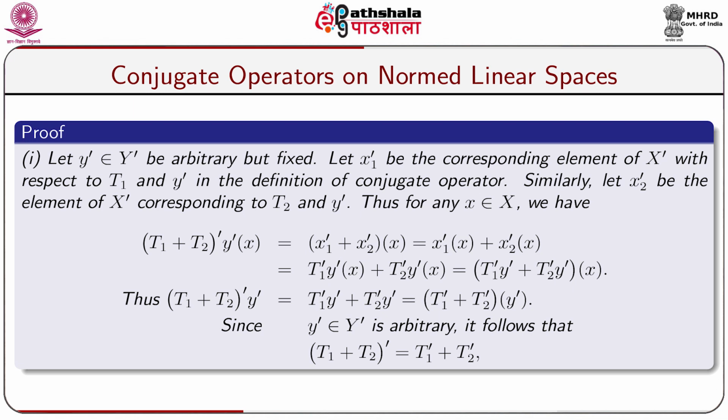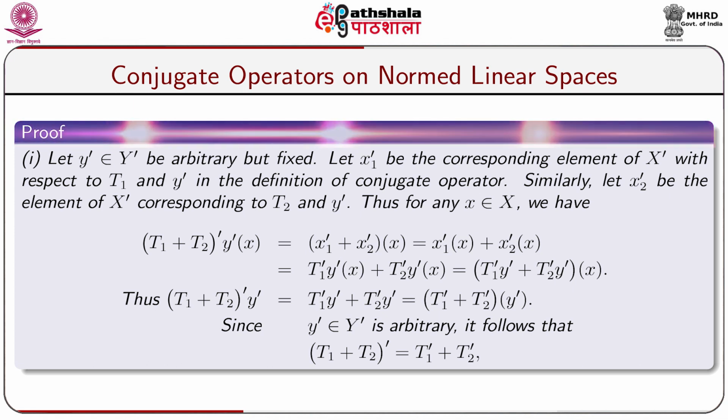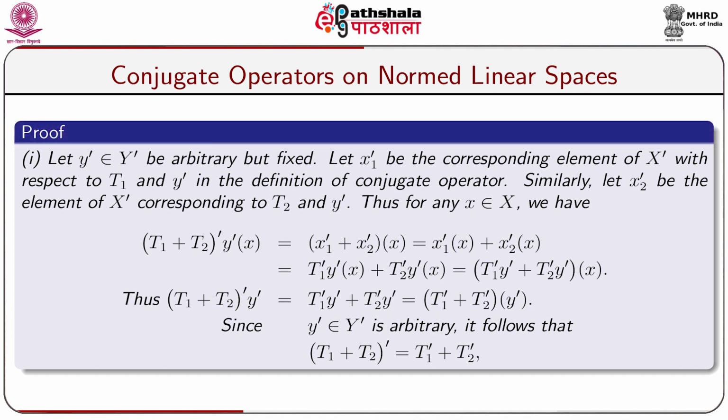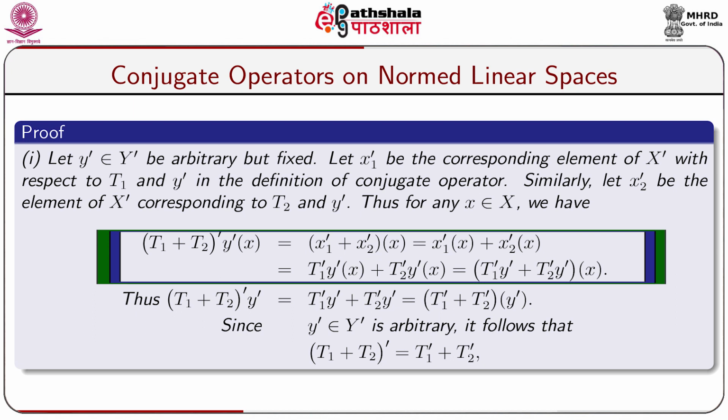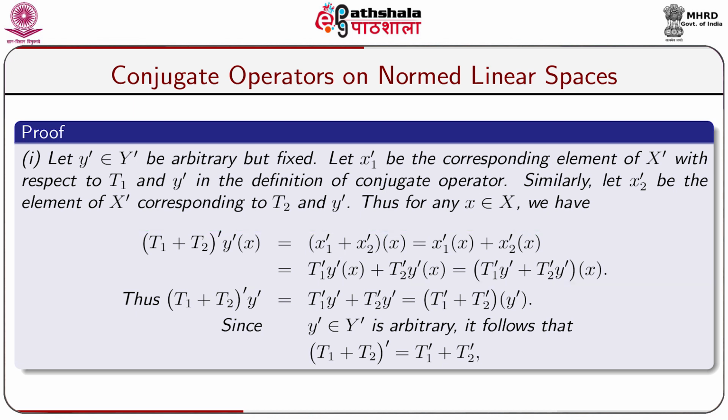Let y' belonging to Y' be arbitrary but fixed. Let x1' be the corresponding element of X' with respect to T1 and y' in the definition of conjugate operator. Similarly, let x2' be the element of X' corresponding to T2 and y'. Thus, for any x belonging to X, we have (T1 + T2)' y' (x) equal to (x1' + x2')(x), which is equal to x1'(x) + x2'(x), which is equal to T1' y'(x) + T2' y'(x), which is equal to (T1' y' + T2' y')(x).